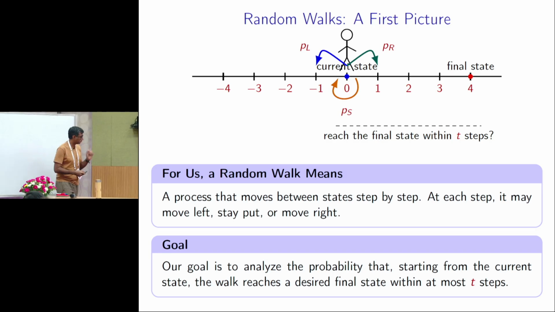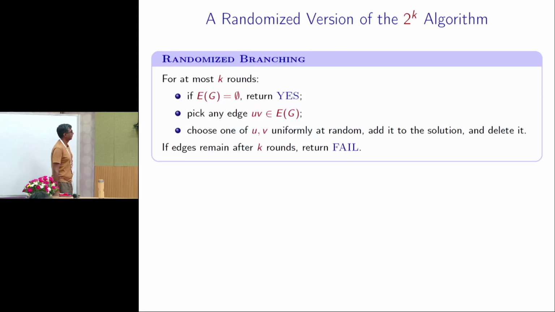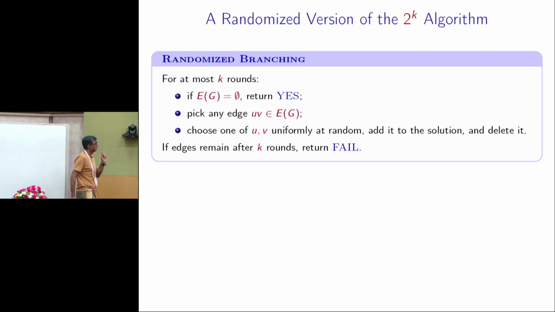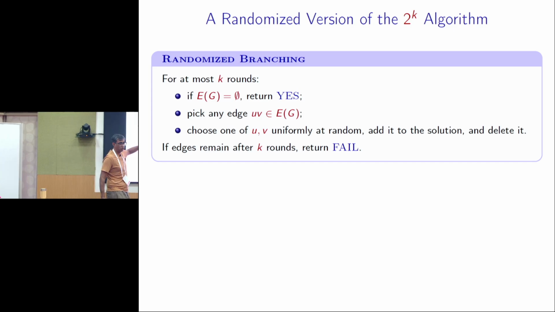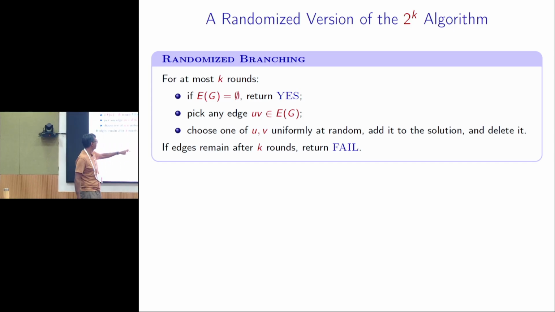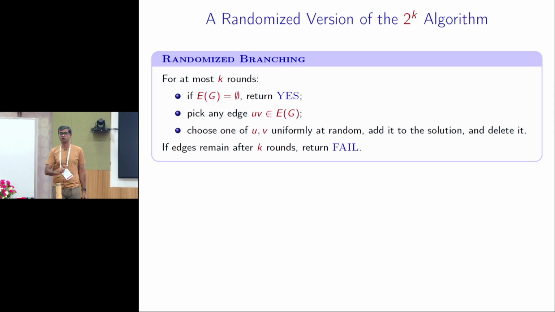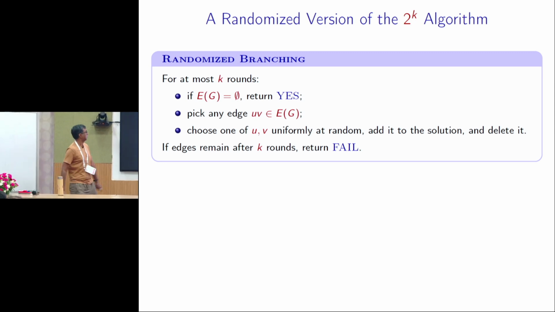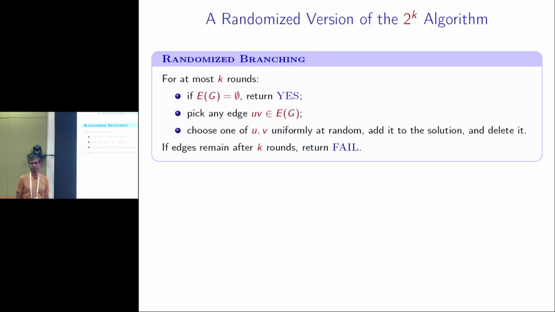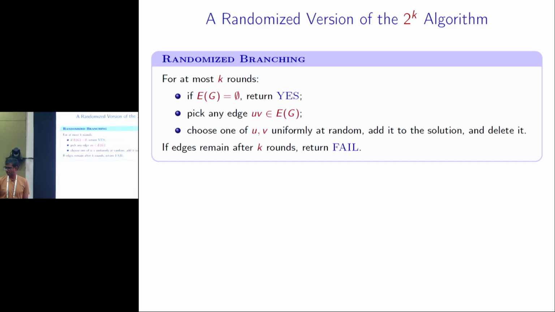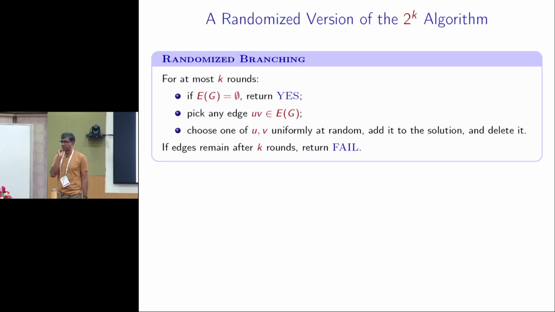Okay, so let's do one such example, and it's funny. So this is the algorithm we had, right? We picked an edge. So now I randomize this process. I do not go into both parts of my algorithm. I randomly pick which of these endpoints I must pick into my solution. I delete it from the graph and I recursively solve. What is the running time of this algorithm? It's polynomial, because I'm just doing k rounds of this.